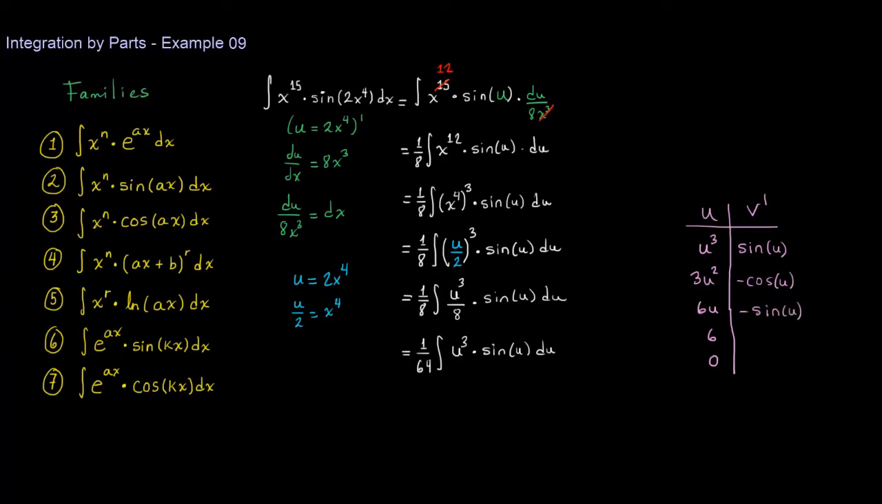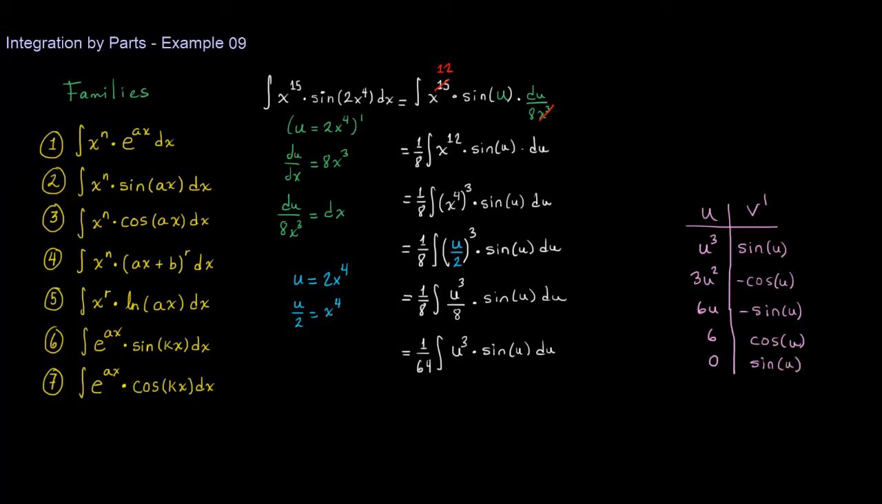sine of u. Now I'm going to do the same with this one. I'm going to antidifferentiate. It's going to be cosine of u. Very ugly u. So it's still ugly. Now the antiderivative of cosine is sine of u.